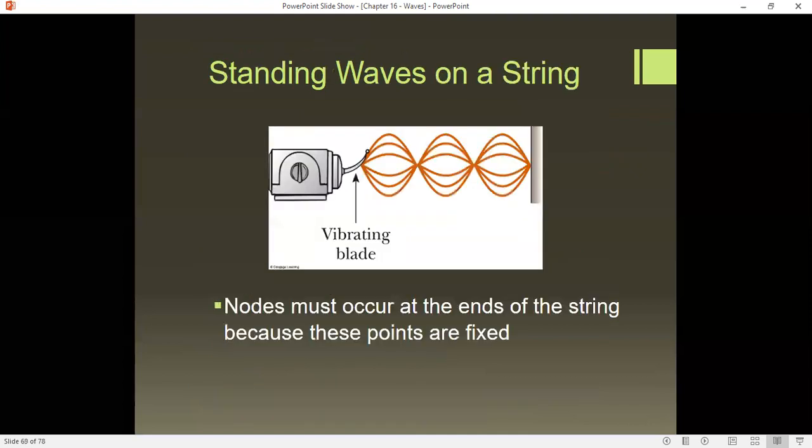So once again, let's say I have a little oscillator right here, causing the string to vibrate up and down. I need to have it vibrate at just the right frequency so that my wavelength is set up such that 1/2 the wavelength is some integer value of that length.